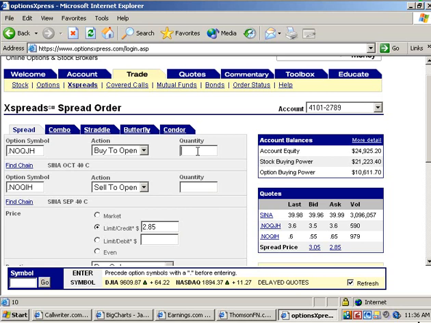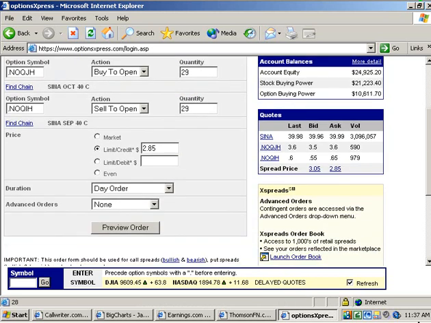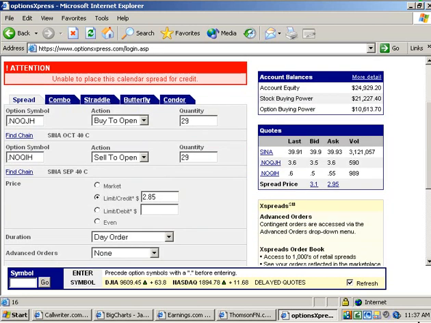So we're going to put in 29 contracts. We're going to buy 29 contracts on the October, and then sell 29 contracts on the September. It's just that simple. So now we need to hit the execution button. Let's go ahead and do that.